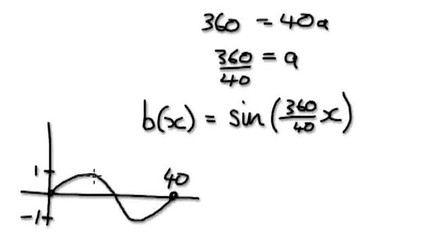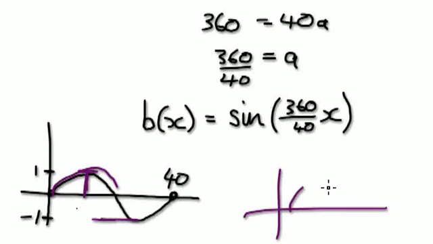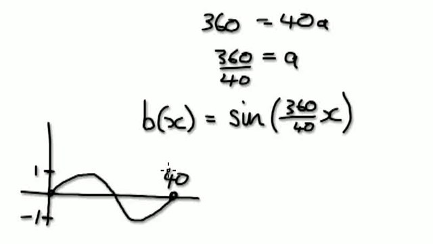But remember, the amplitude is still 1. But the good thing is, instead of having a period of 360, we've got a period of 40. So that's the first step done.